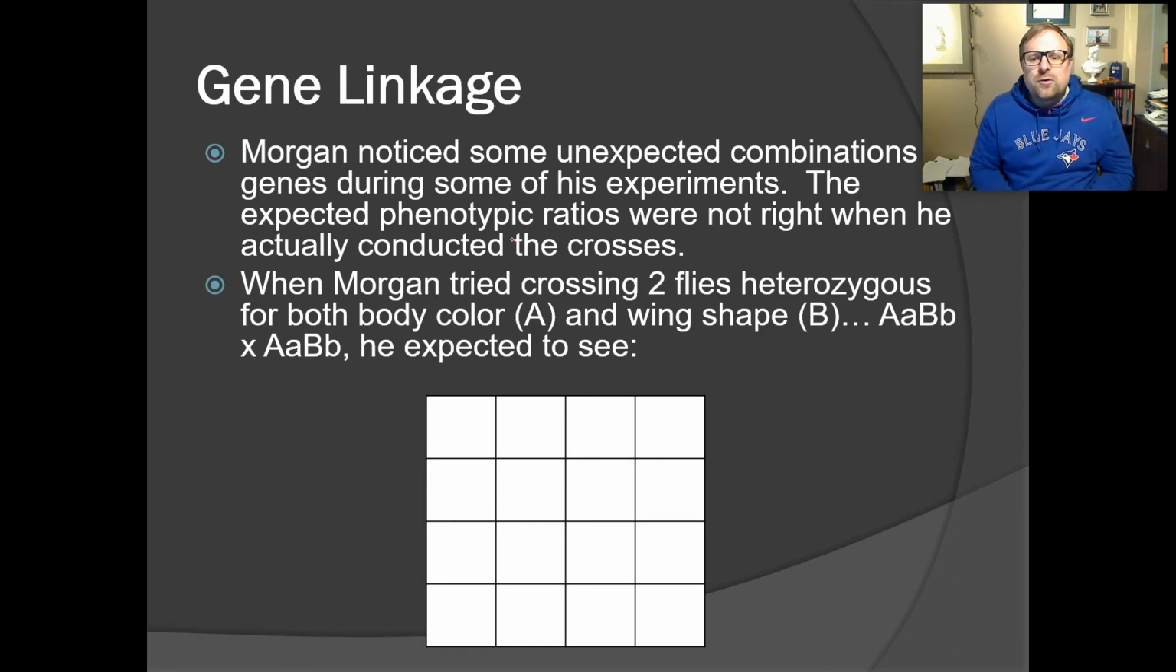When Morgan tried crossing two flies heterozygous for body color and wing shape, he expected to see this cross. Now, I'm only going to fill in the beginning. You can fill in the blanks on this if you'd like to. It's simply a dihybrid cross. So for each individual, we're going to select their gametes, as we would have expected them to be.